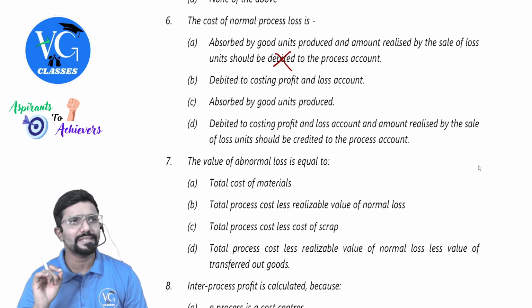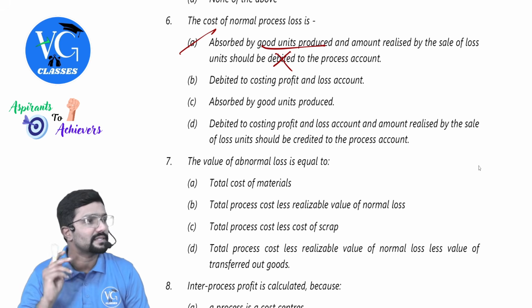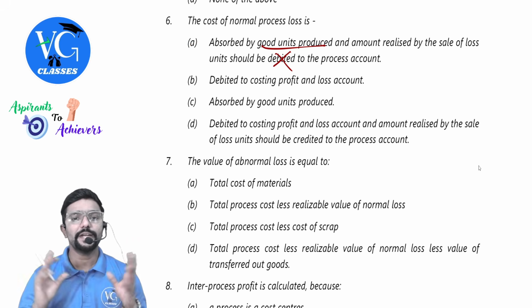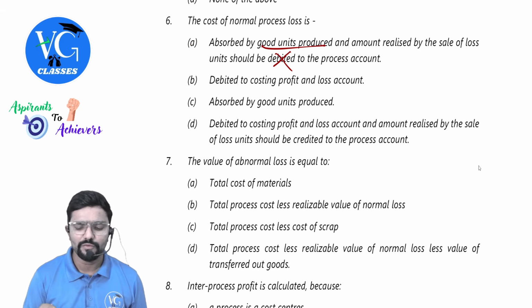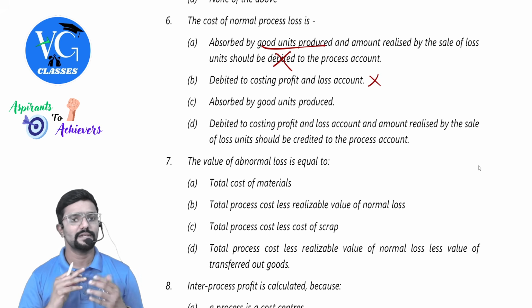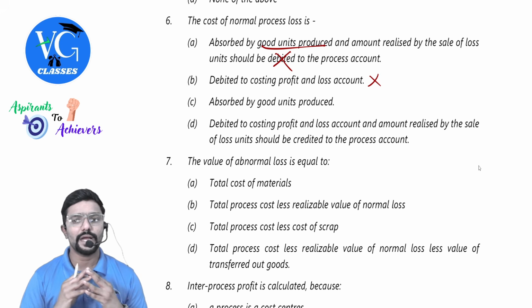Guys, please be careful because I know as soon as you read the first part, it will tempt you that yes, A is the answer. Please read it fully. Debited to costing profit and loss account? No, we will not treat it separately. Then absorbed by good units produced? Yes. Let us observe the last one: debited to costing profit and loss account and amount realized by the sale of loss units should be credited.